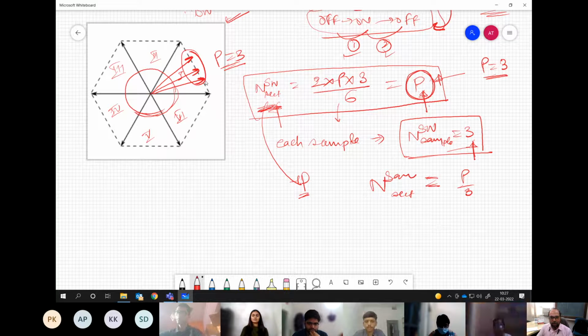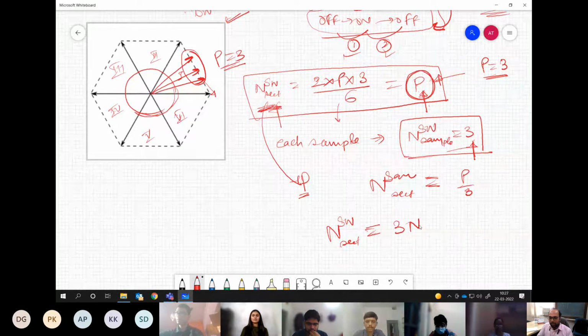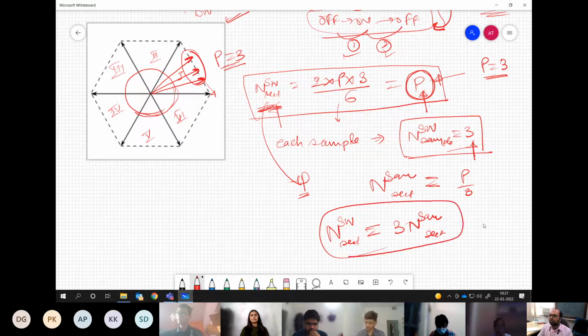So each sample, how many switchings are you getting? 3. So that means the number of switchings per sector, if you write it in terms of the number of samples, will be this. The number of samples in a sector into 3 will be your total number of switchings happening, which is basically your pulse number P. Are you able to correlate this?